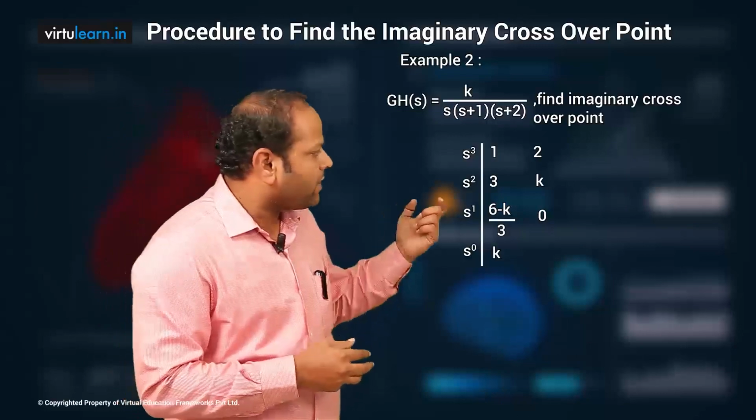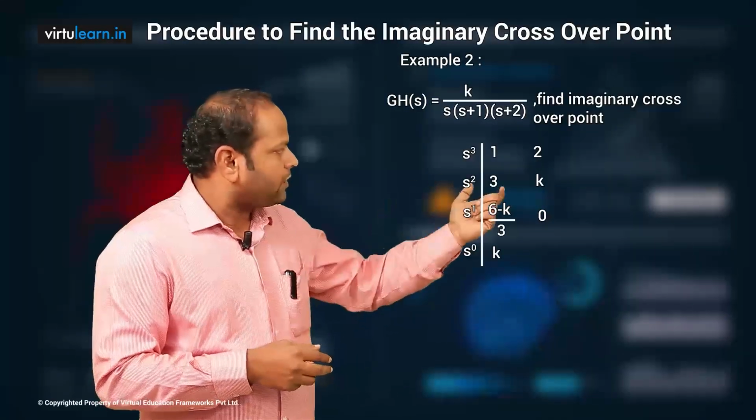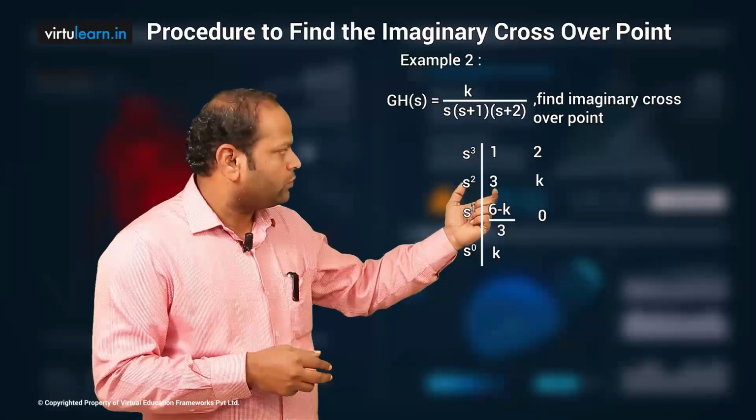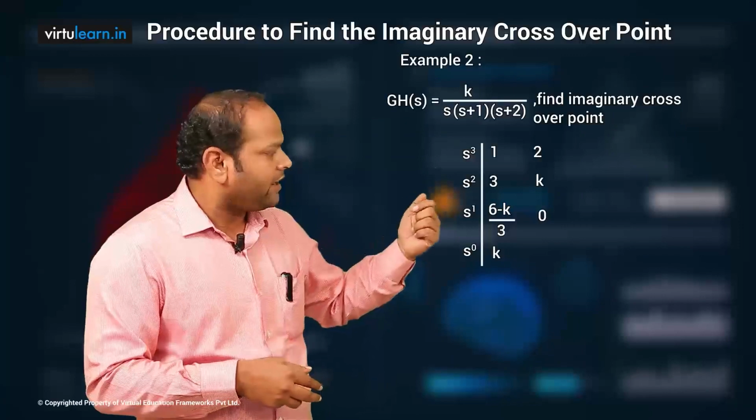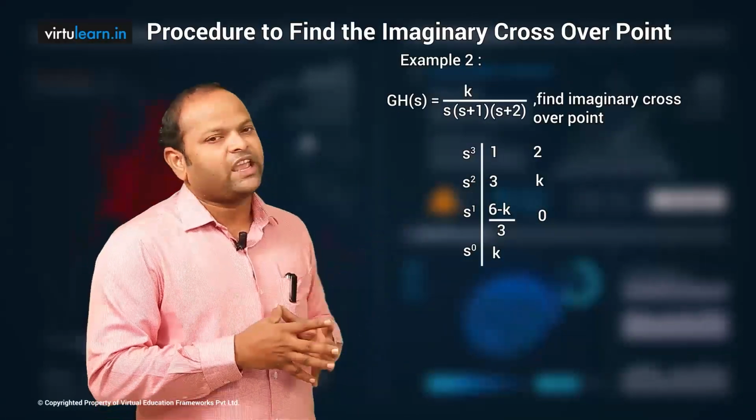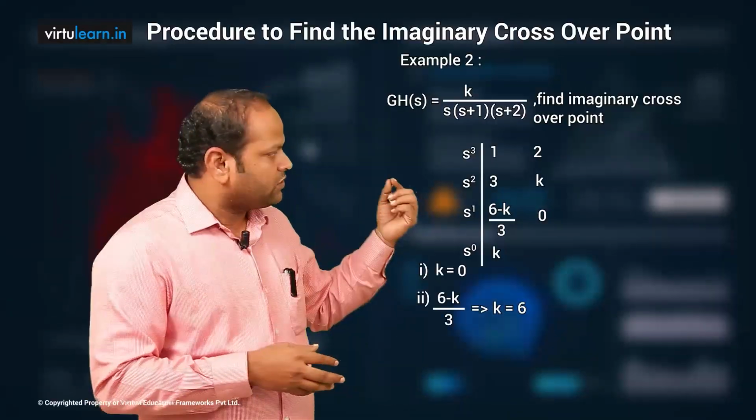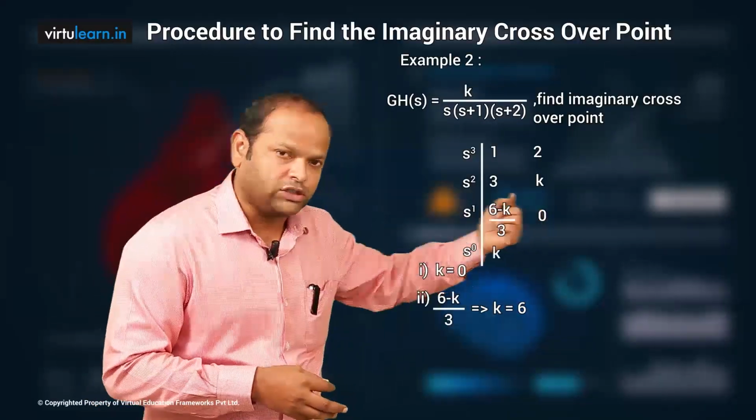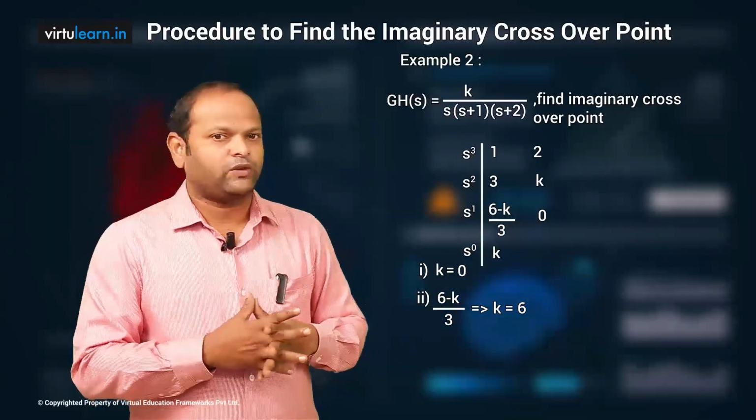Now, in the odd-numbered row, s^1, we try to make this row 0. That means this term will be equal to 0. So (6 - K)/3 = 0, and you will have K value as 6. So when K is 6, the s^1 row has all 0 elements. That means there is a possibility of having an imaginary crossover point.